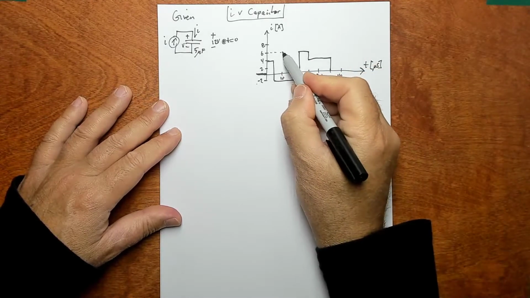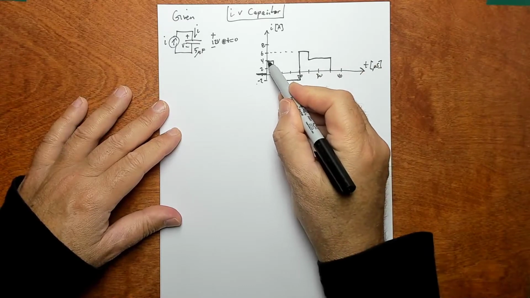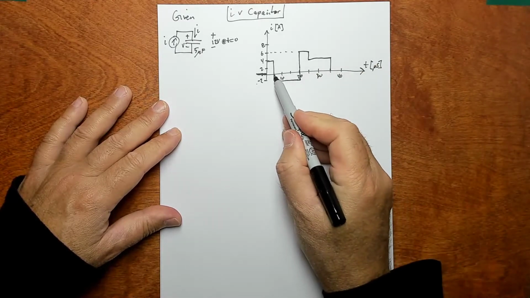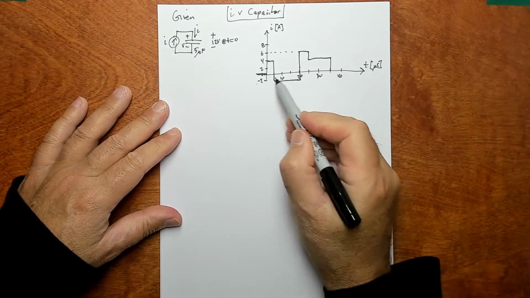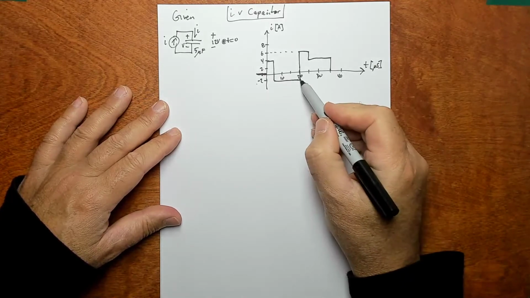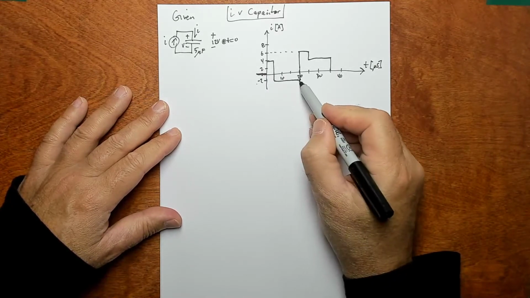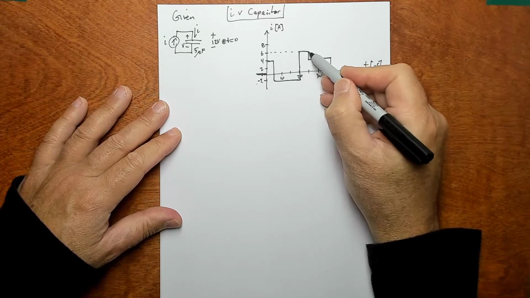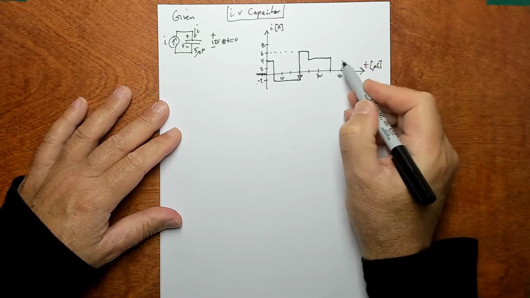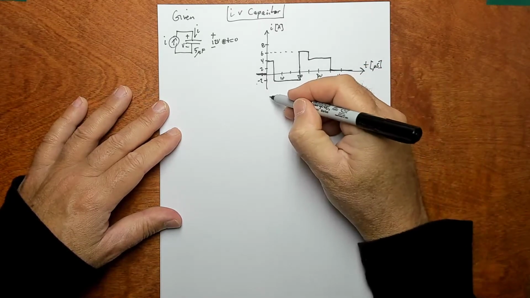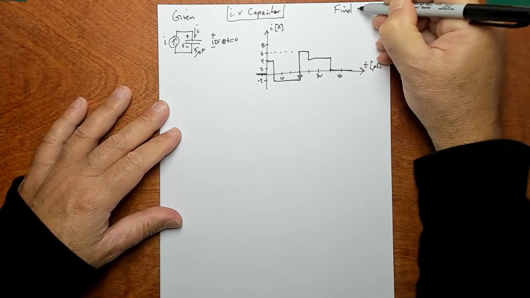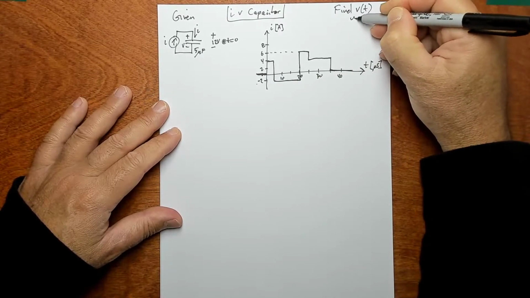Okay, so it starts out at 0, goes up to 4 for 5 microseconds, and then goes down to minus 2 amps for this distance, and then it goes up to 6 for a little bit, and then down to 4, and then down to 0 again. And you're asked to find the V of t waveform.